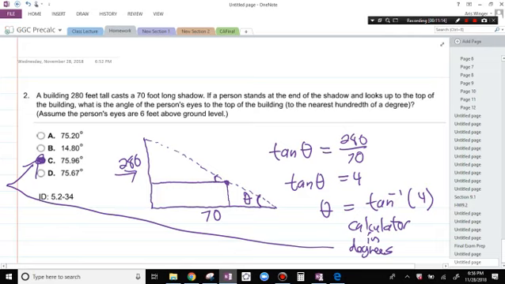same angle. Yes? So the fact that the person's eyes are 6 feet above ground level, that's just there to throw you off? Yeah, I mean, you could go ahead and put a 6 here, try and figure this distance out, but the angle's the same. The triangles are similar, right? So this is a right angle. These 2 lines are parallel, right? And so, yeah, the angles are the same.